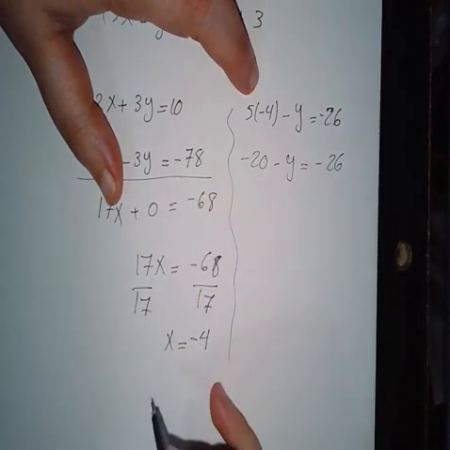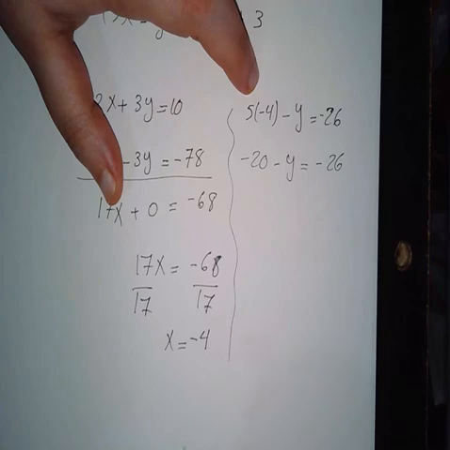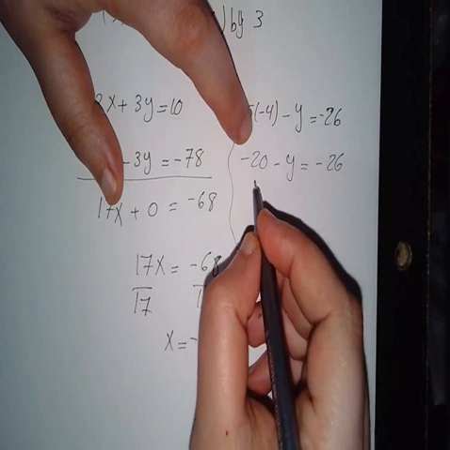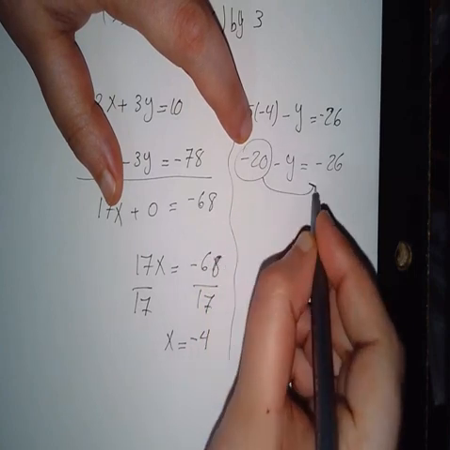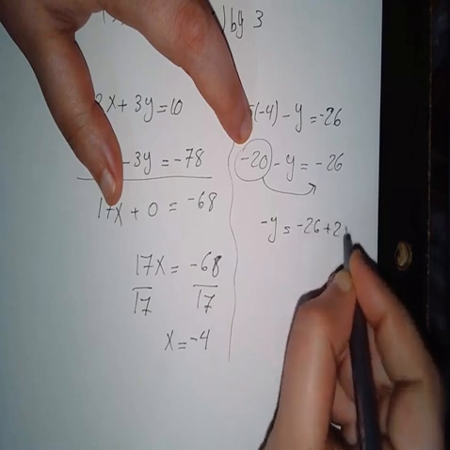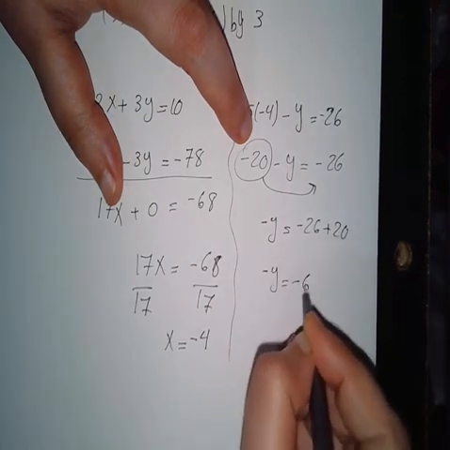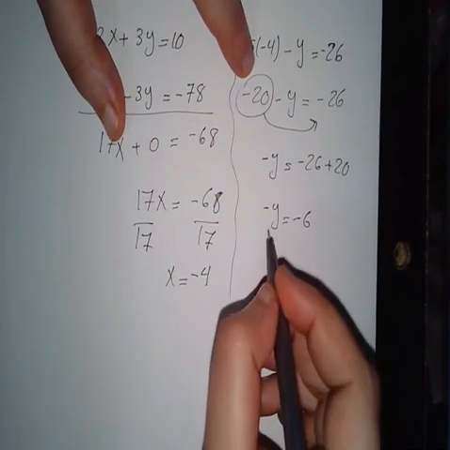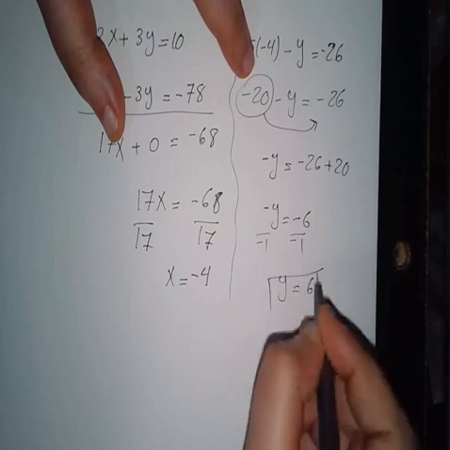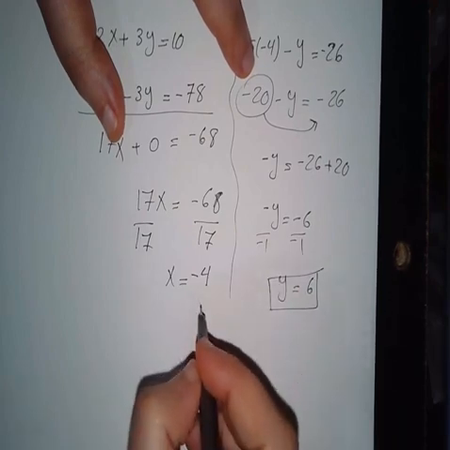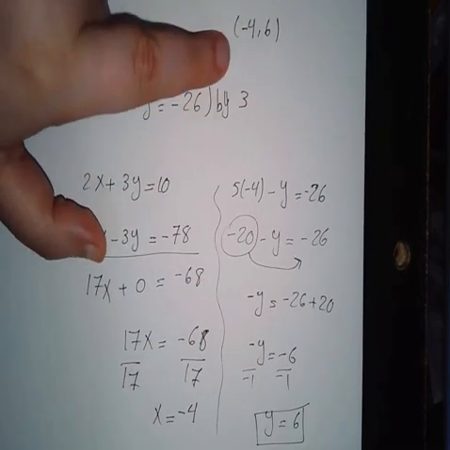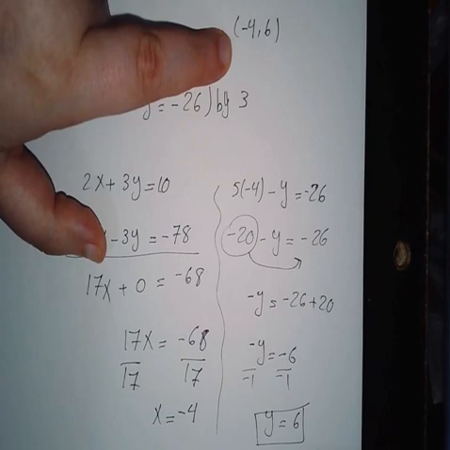The entire equation is negative, so you can easily just multiply the whole thing by negative 1, but we can do that later. So I'm going to move the 20 to this side. Negative y equals negative 26 plus 20. So negative y equals negative 6. Both negative, divide by negative 1, divide by negative 1, and y is positive 6. So the answer ends up being the point negative 4 and 6. Just like the first question.